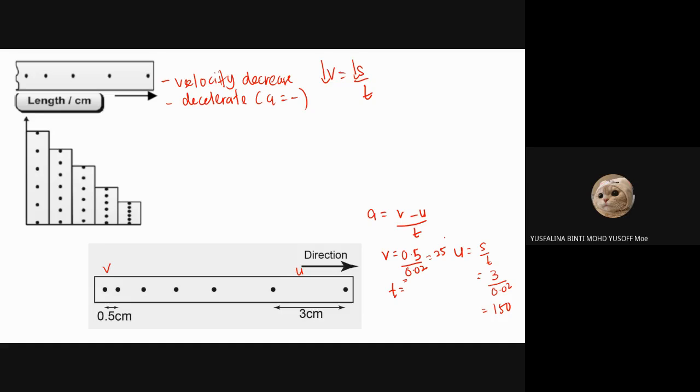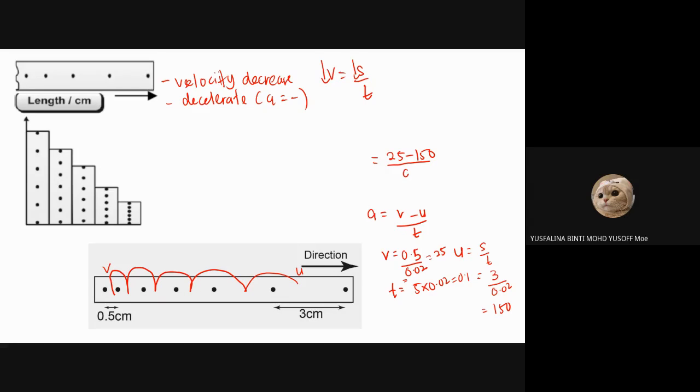So how about the time? The time, you have to jump from one tick to another tick. So 1, 2, 3, 4, 5. I repeat, 1, 2, 3, 4, 5. So 5 ticks, which means 5 multiplied by 0.02. Then we just substitute in the formula. V minus U means 25 minus 150, and then you divide by 0.02 multiplied by 5, you will get 0.1.